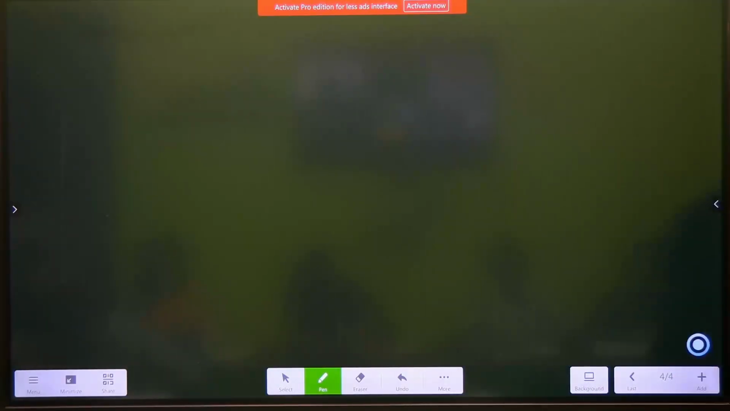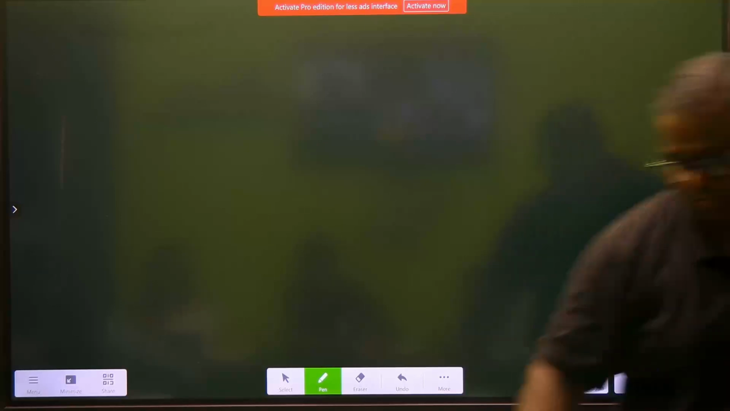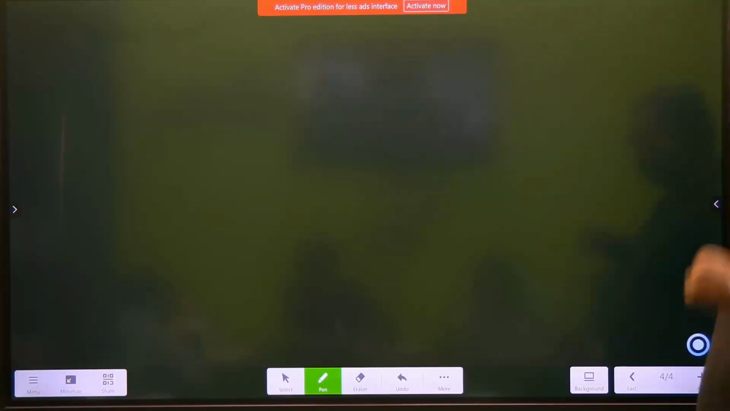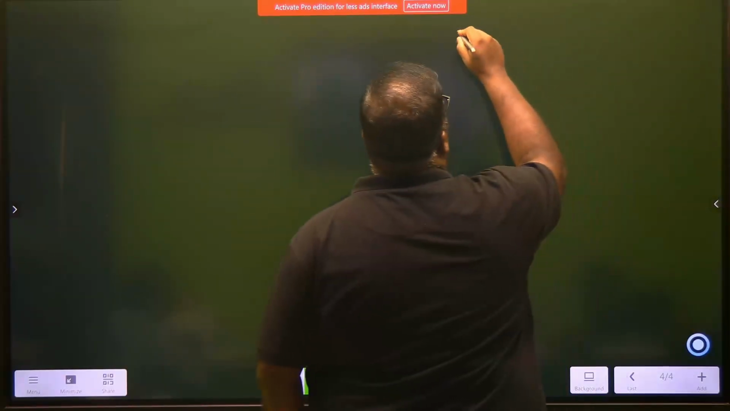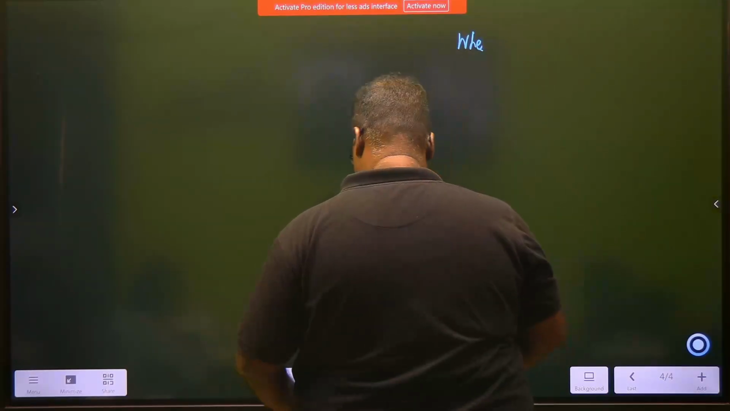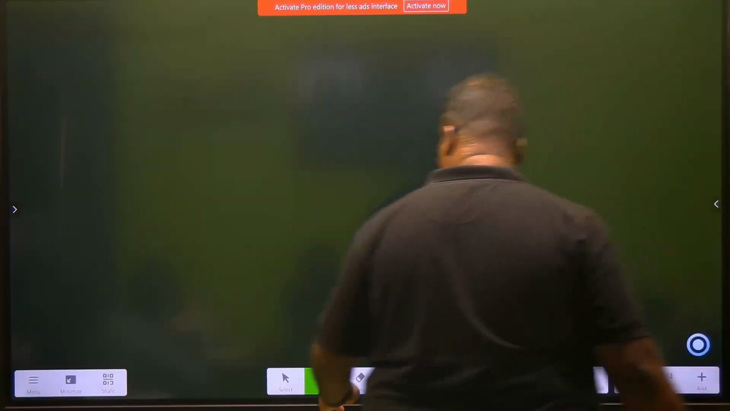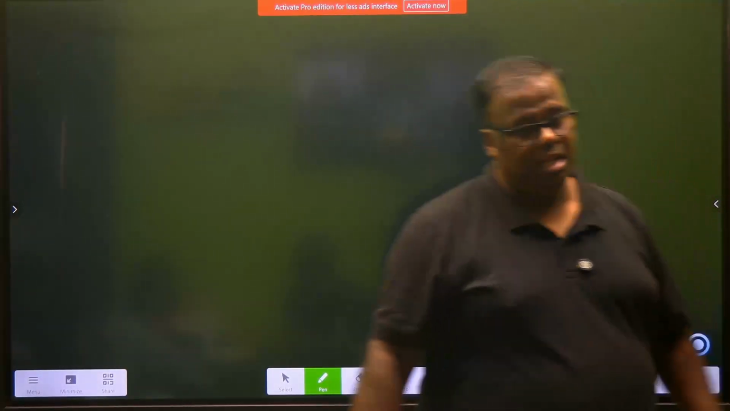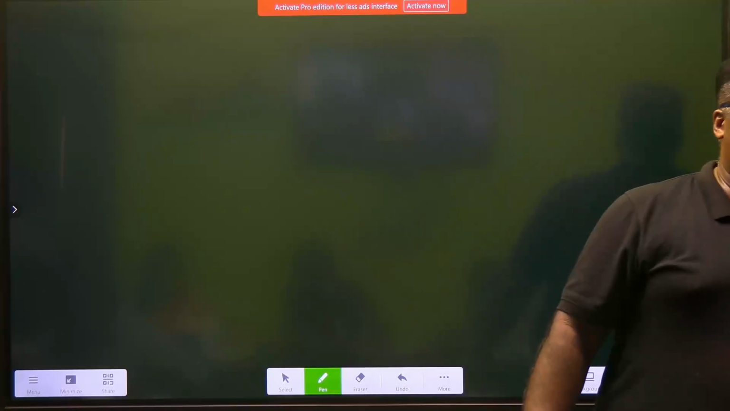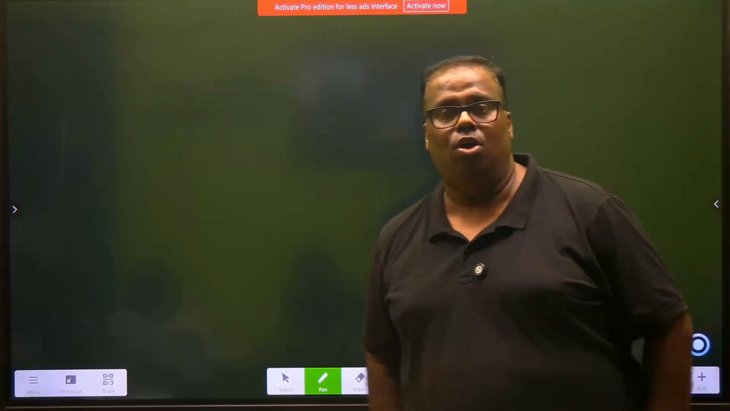Newton's third law states that when a body exerts a force on another body, the second body exerts an equal and opposite force on the first body.